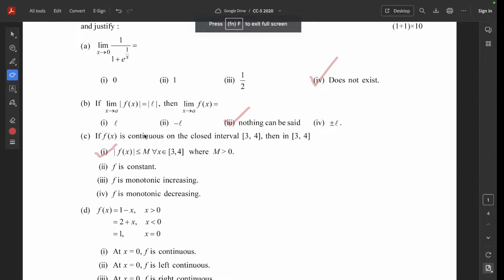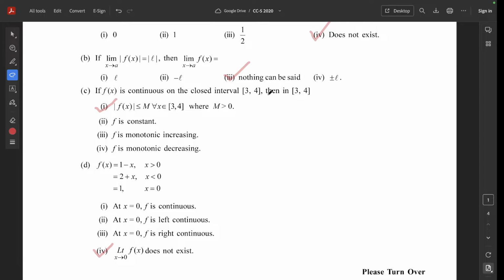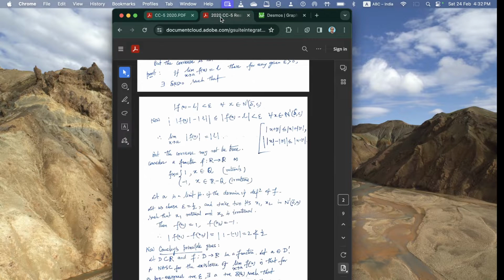Next, question 1c. If f(x) is continuous on the closed interval [3, 4], then in [3, 4] the correct option is 1: mod of f(x) is less than or equal to M for all x belonging to the closed interval [3, 4], where M is a positive number. We can find a positive number M. M is not necessarily a supremum. Maybe supremum also.